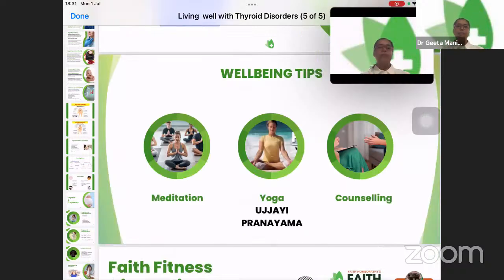Meditation definitely helps. If you meditate and you keep yourself stress-free, and if you just calm yourself down, it helps you reduce and manage thyroid disorders. Yoga overall is helpful, but especially the Ujjayi pranayam is known to help with thyroid disorders. Counseling, as I just mentioned that stress is one of the major causes, so counseling can be helpful with thyroid disorders.